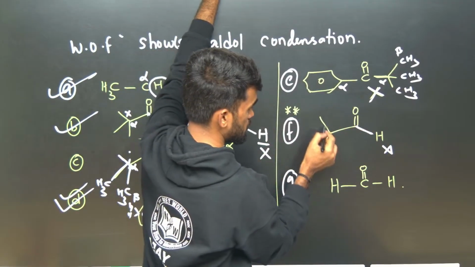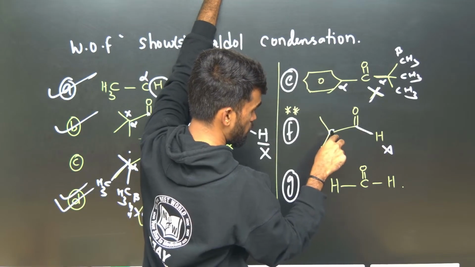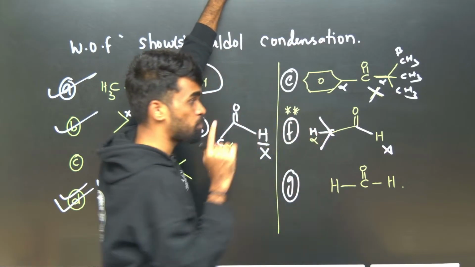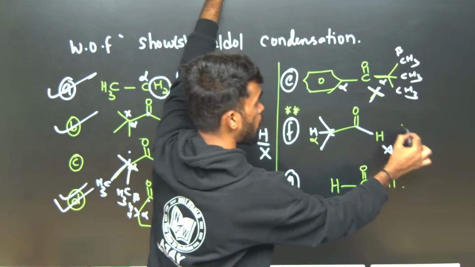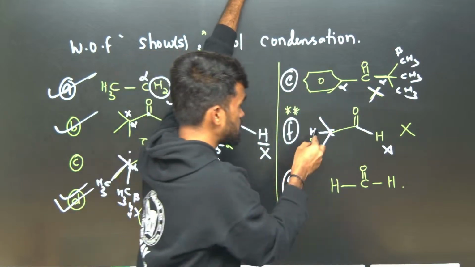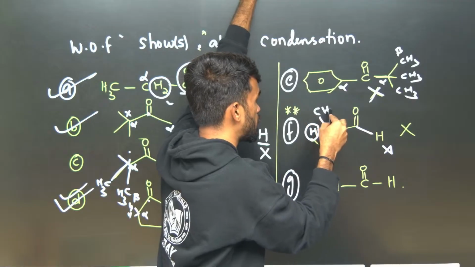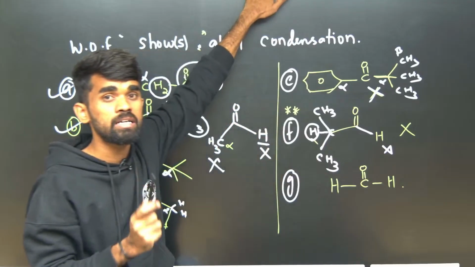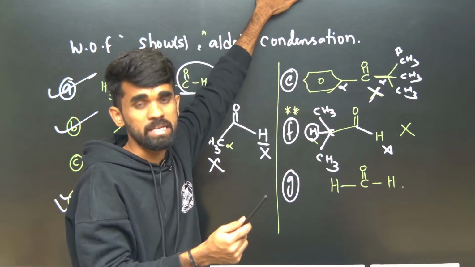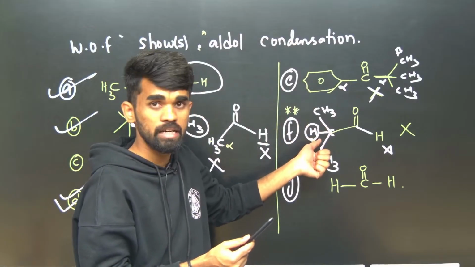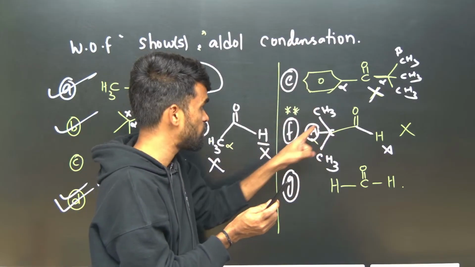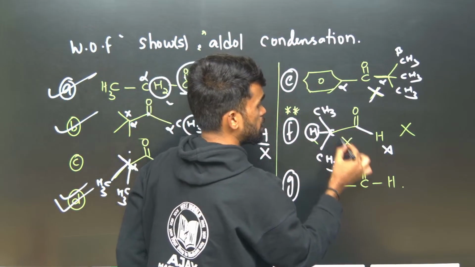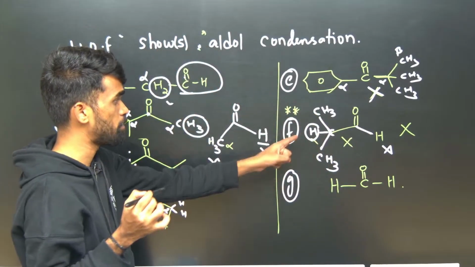What about this side? Yes, on this carbon we have two methyl groups. It means we have one hydrogen. This alpha hydrogen is present, but this won't show aldol condensation because it is present in a very crowded, sterically hindered region. Therefore this hydrogen is not taken by the base, because it is protected by these methyl groups. Therefore the base will not attack or take this hydrogen easily. Therefore there is no aldol condensation in this compound. Remember this, very very important.